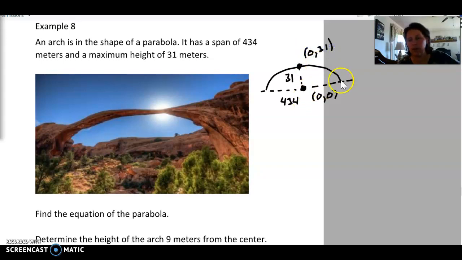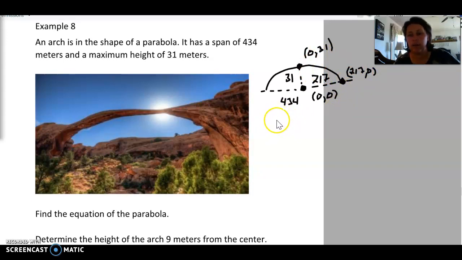We would also be able to find this point over here. Now this point they give us is not the focus. We cannot assume that it is the focus in any way, so we can't treat that as such. We do know that the total distance across here is 434. So the distance from our point 0, 0 to the parabola is going to be a distance of 217, or half of 434. So that makes this point over here be 217, 0. Now this is going to give me enough information to find a good equation.